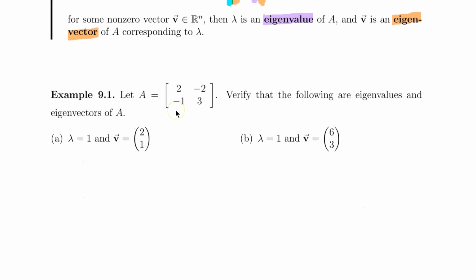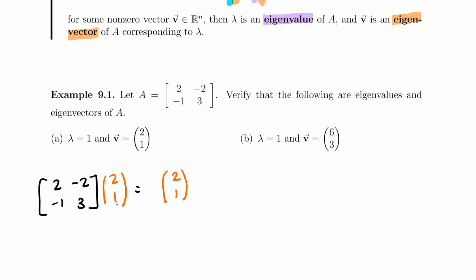Let's say my matrix A is 2, -2, -1, and 3. If I multiply this matrix with a vector 2, 1, let's see what happens. My top number is going to be 2 times 2 plus -2 times 1. So I have 4 minus 2, which is a 2. I'm going to have -1 times 2 plus 3 times 1. So that's -2 plus 3, and that's a 1. Notice that I actually get the same vector out.